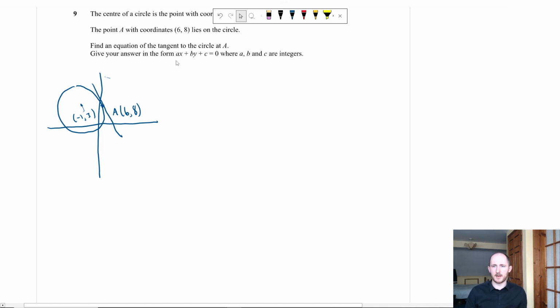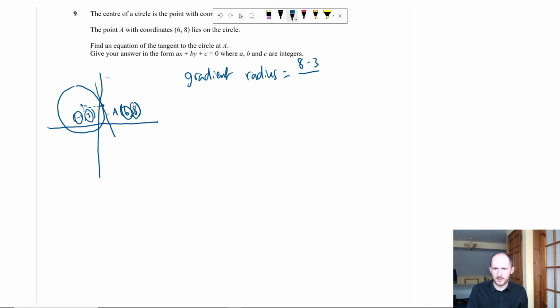So generally speaking, when you want to work out the equation of a tangent, what you do is take the gradient of the radius and negative inverse it, right? So in this case, what's the gradient? Well, it's going to be the change in y over the change in x. So the gradient of the radius is the difference in the y values, so 8 minus 3, over the difference in the x values, so 6 minus 1. So that gives me 5 over 7.